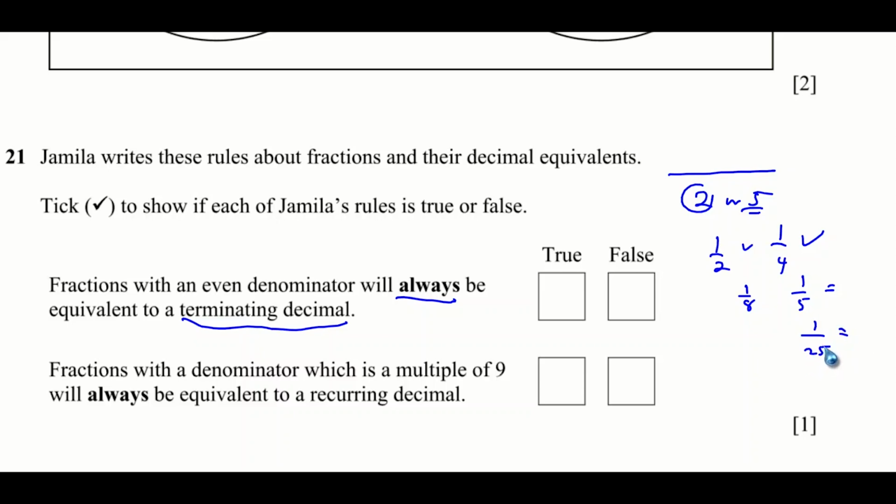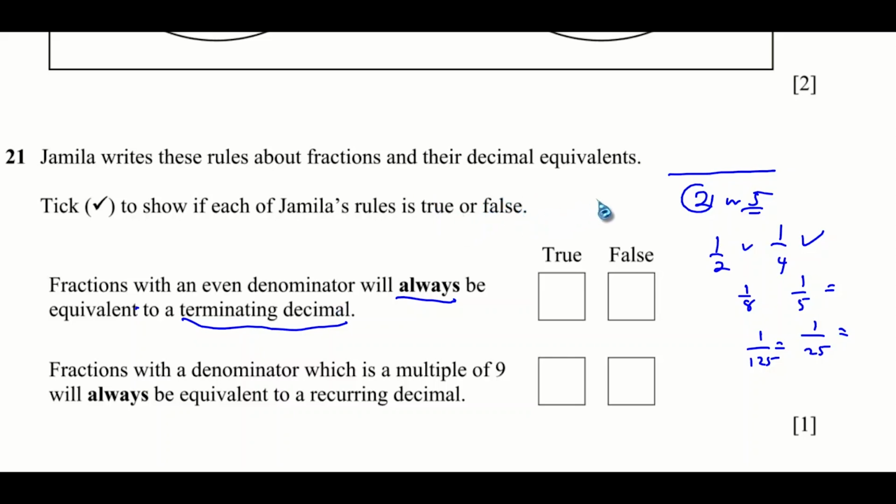That is 5 to the power of 2. So 5 to the power of 3 is 1 over 125. It will also give you a terminating decimal number. So any number that contains this power will be a terminating decimal number. Okay, so a fraction with an even denominator will always be equivalent to a terminating decimal.